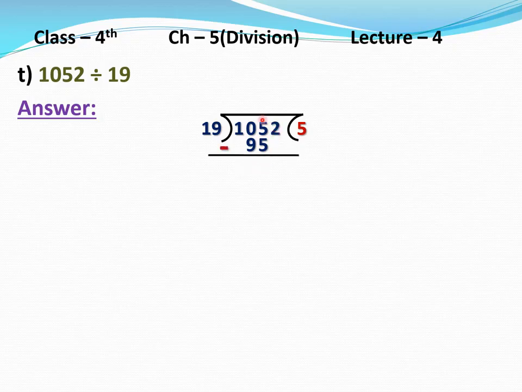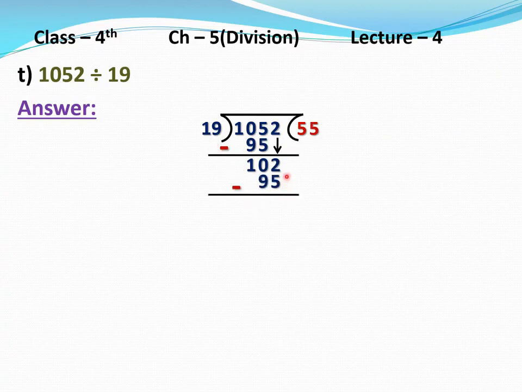Now we will do subtraction. 5 minus 5, 0. Write 0 here. 0 minus 9 is not possible, so we will take a borrow from this 1. So this 1 will become 0 and this 0 will become 10. 10 minus 9, 1. Okay, and write 0 here. Now take the next number, that is 2. Now the number is 102. Now again multiply 19 multiply 5 equal to 95.